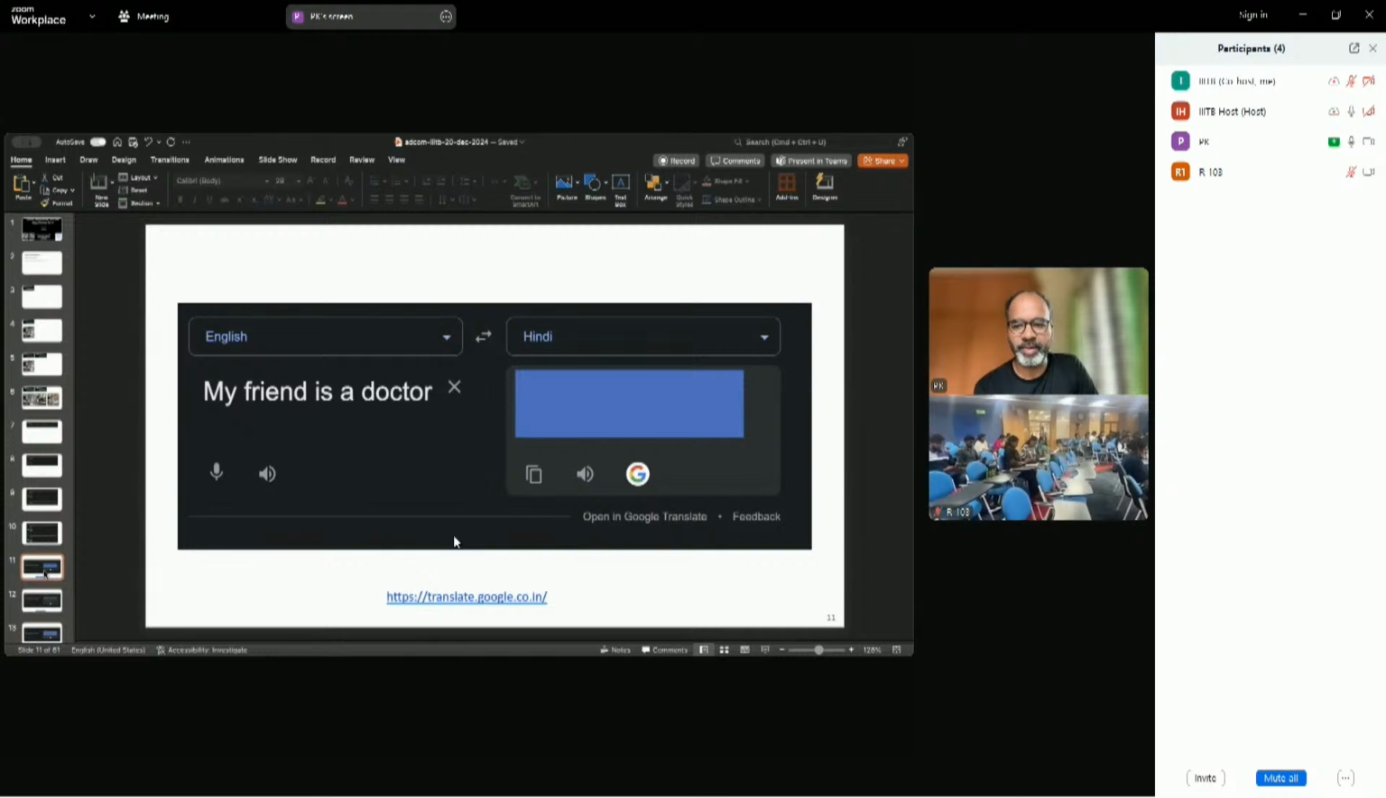Right? If you know Hindi, you may already know what the results will be. Can somebody tell me what the results were? What was the translation?